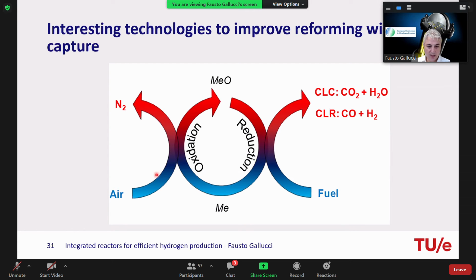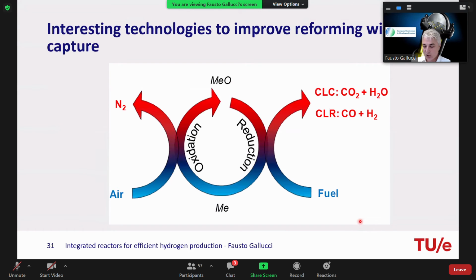The chemical looping, just to remind you, uses a metal which, reacting with air, produces a metal oxide. Then this metal oxide releases the oxygen and reacts with the fuel. What is very nice is that the reaction between the metal and the air is always exothermic. So when you do this reaction, you have nitrogen on one side and this very hot metal oxide, which you can then use to drive, for example, a steam reforming. If your fuel is methane and water, you have the so-called chemical looping reforming, and you produce CO and hydrogen.